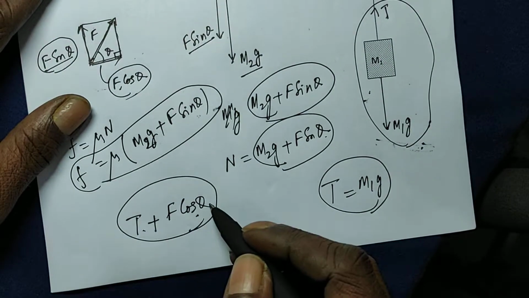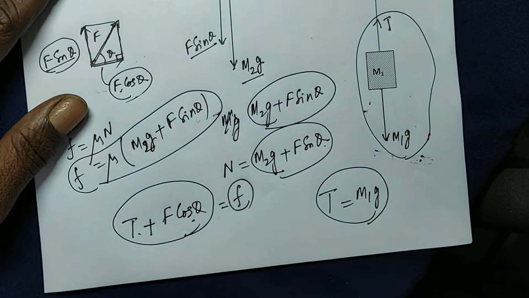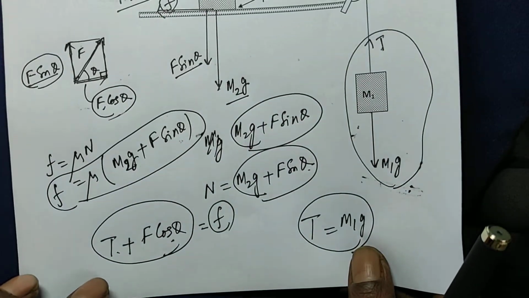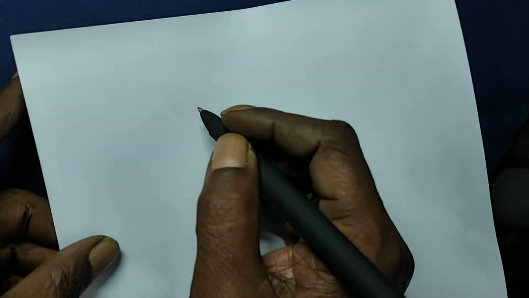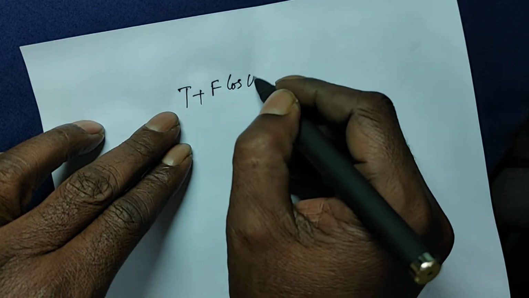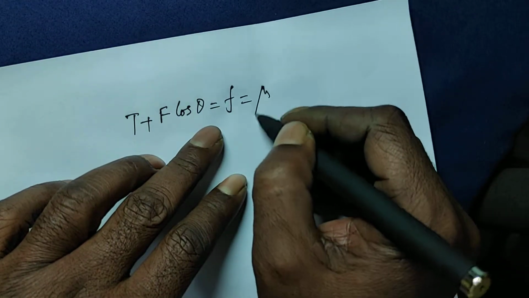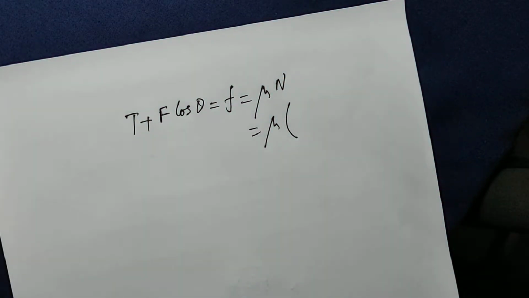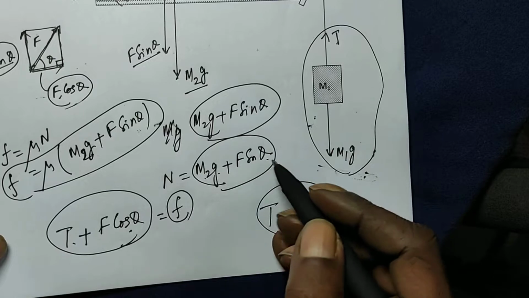So T plus F cos theta is equal to the force of friction. That is equal to mu times your normal reaction, and the normal reaction, I just explained how it is equal to m2g plus F sin theta.